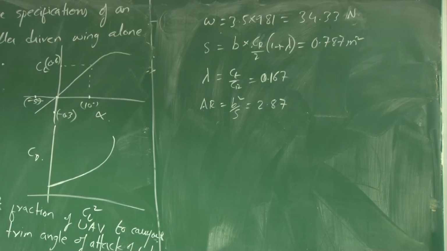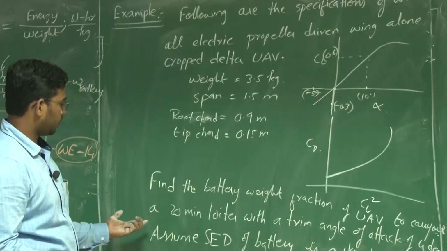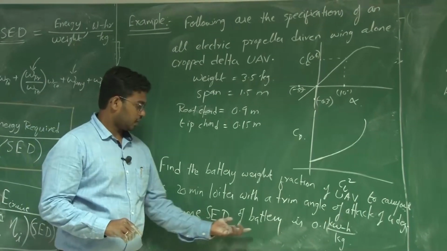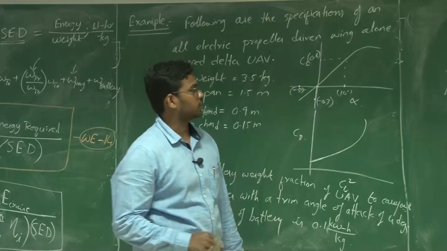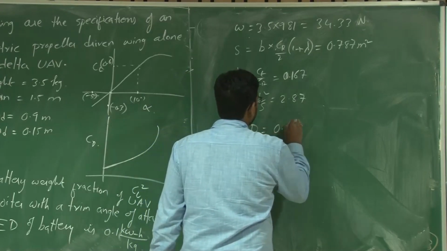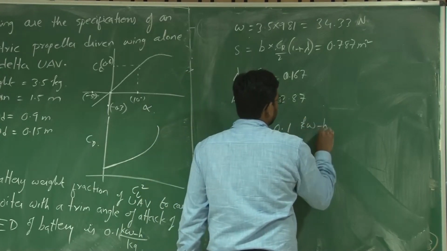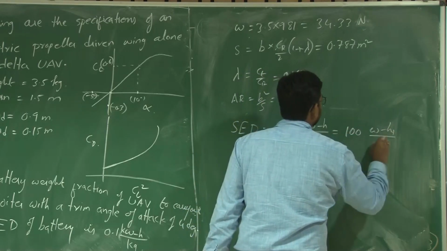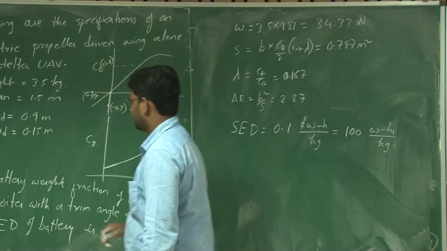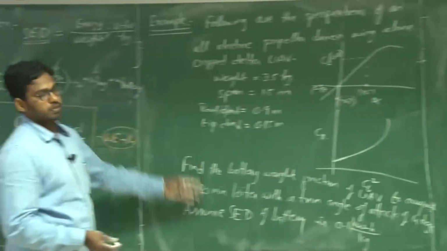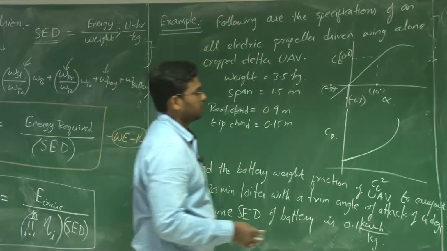And now, what do we need to do here? We need to find the battery weight fraction of this UAV to carry out a 20-minute loiter at a trim angle of attack of 4 degrees. SED is given as 0.1 kilowatt hour per kg, which equals 100 watt hour per kg. So let us figure out what battery weight we need to carry in order to complete this task for this particular UAV.